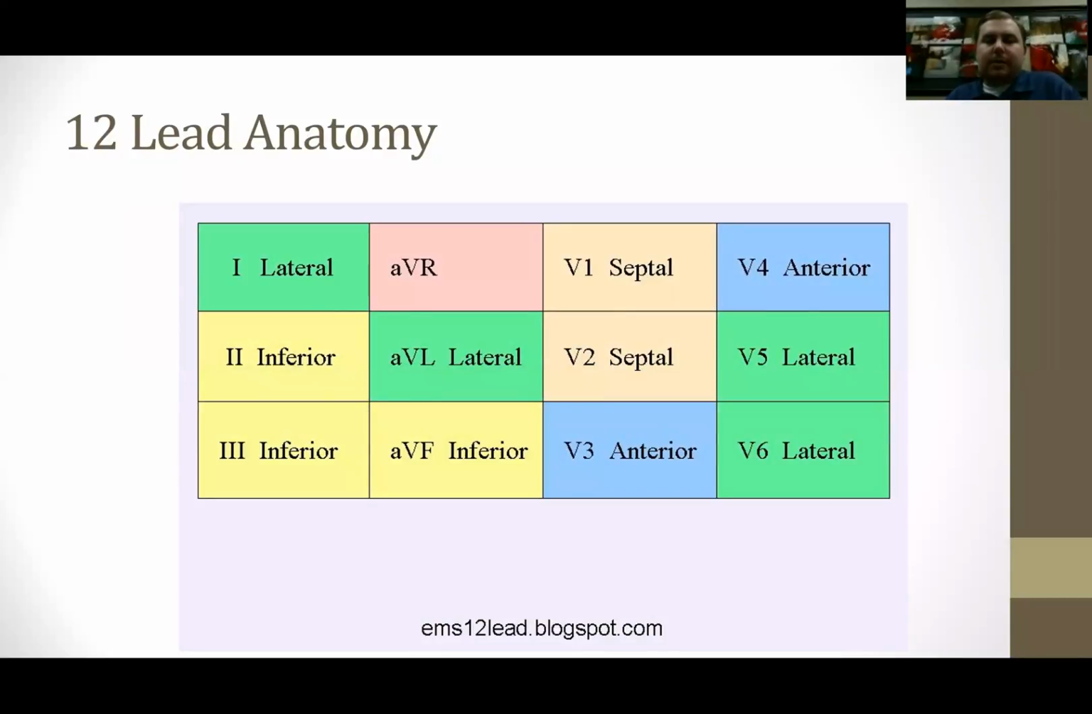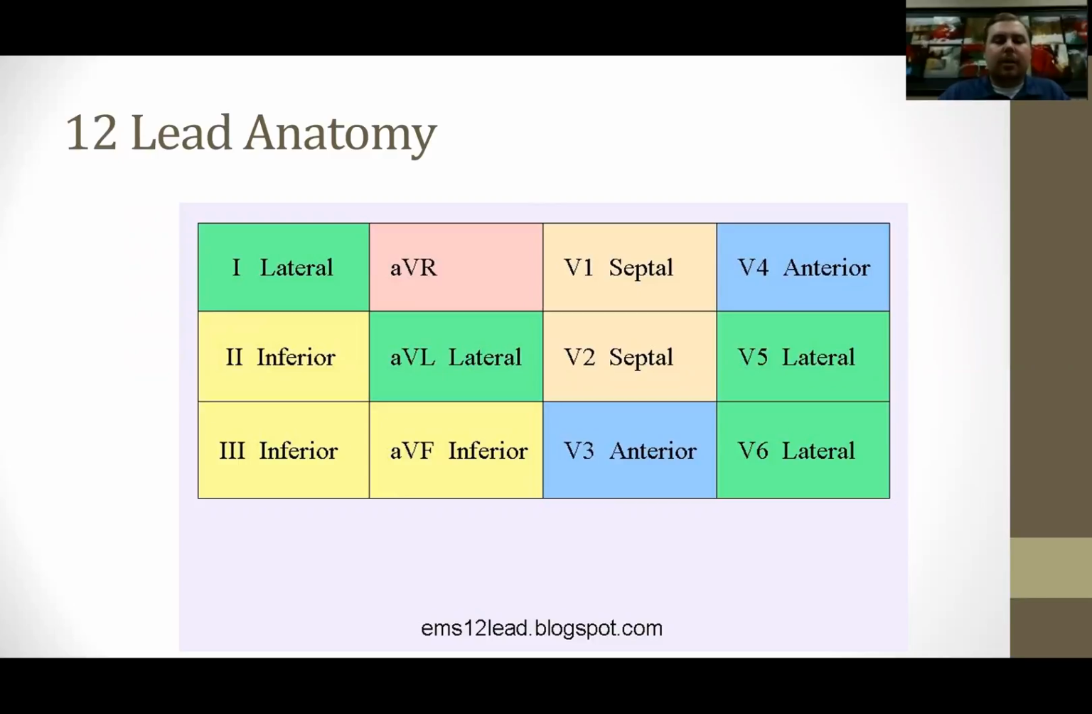All paramedics should have memorized this, day 1 of 12 leads in paramedic school. This is just going to help us identify which leads are associated with which part of the heart, and then furthermore, which parts of the heart are associated with what arteries. So you can kind of identify which artery could be occluded or at risk for occlusion. Lead 1 and AVL classically have been called the high lateral leads, along with V5 and V6, which are the low lateral leads. 2, 3, and AVF are the inferior leads. V1, V2 are septal, and then V3 and V4 are anterior.